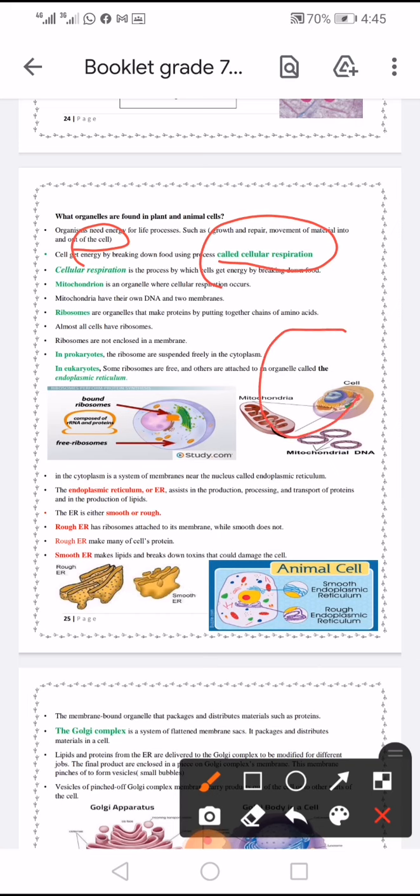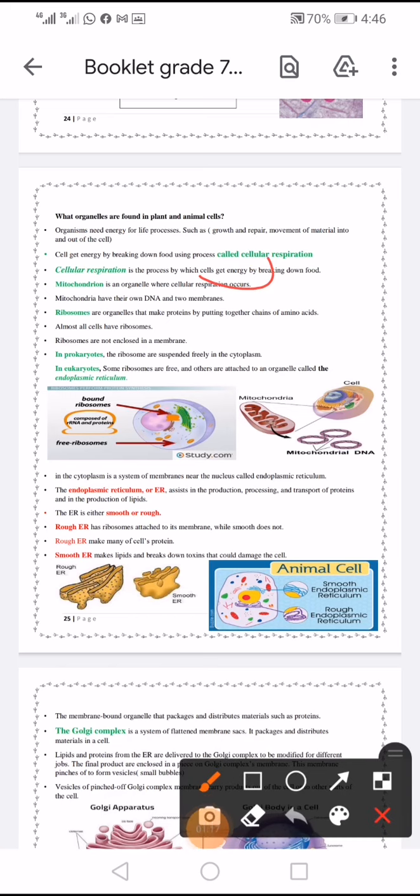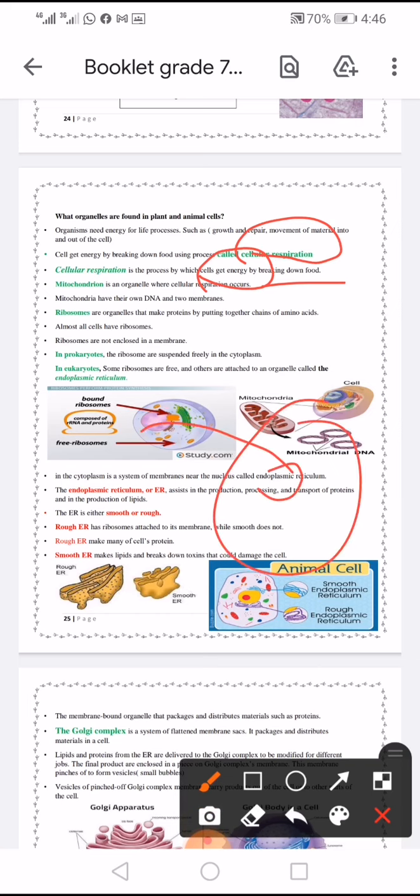So any cell, like for example this cell, needs energy. It gets this energy by what? By breaking down food. This process is called what? Cellular respiration. Cellular respiration is a process by which cells get energy by breaking down food. When food gets into the cell, what happens? This food is broken down by a process called cellular respiration.